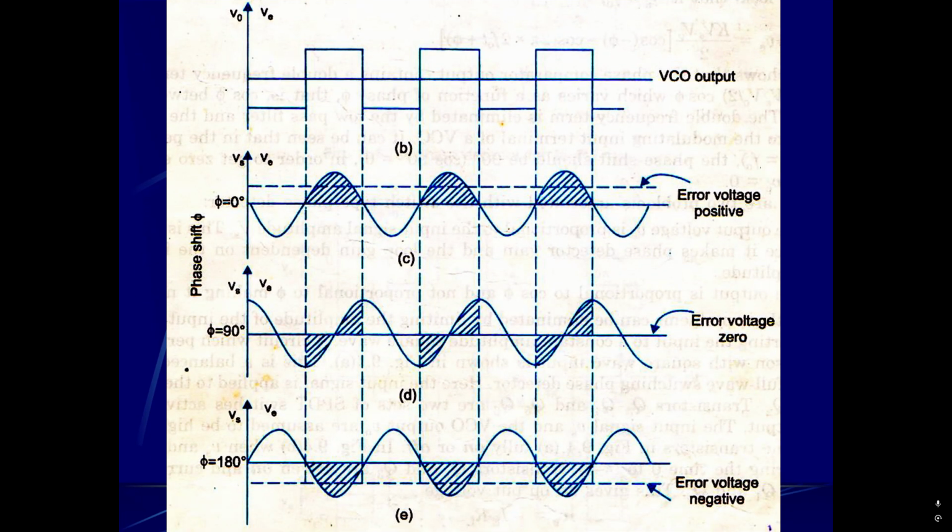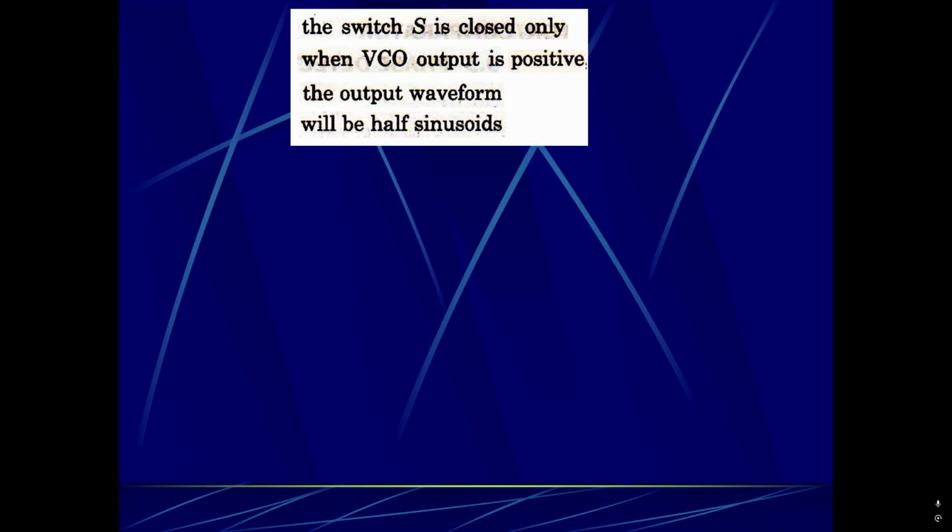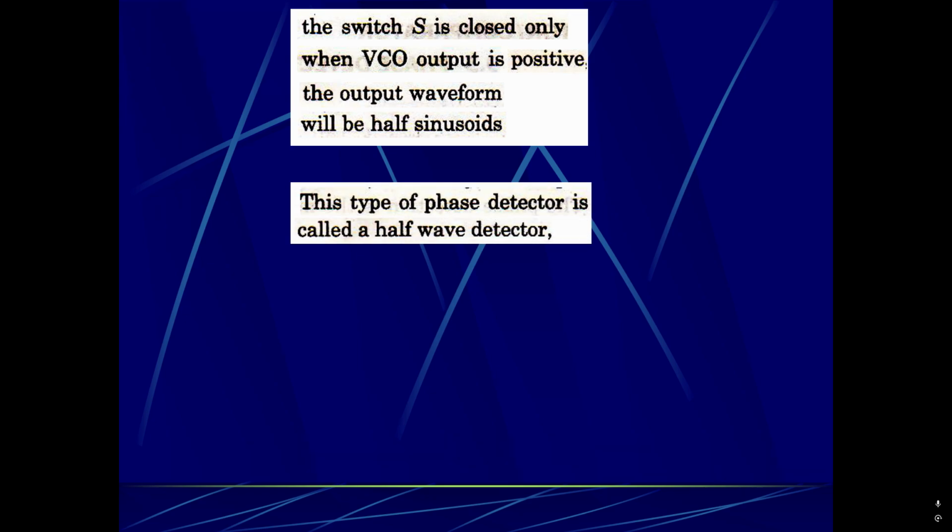These are all the various waveforms related to that. The switch X is closed only when VCO output is positive, and the output waveform will be half sinusoids. This type of phase detector is called a half-wave phase detector.